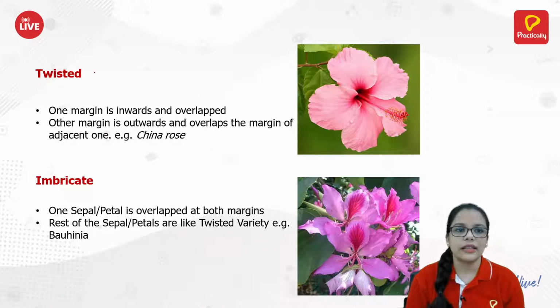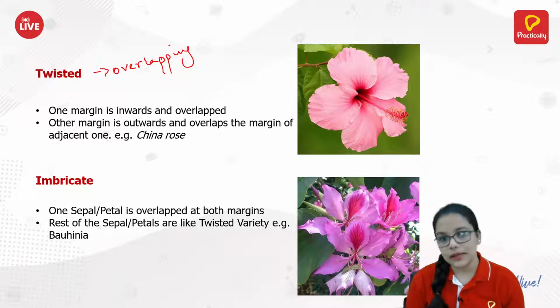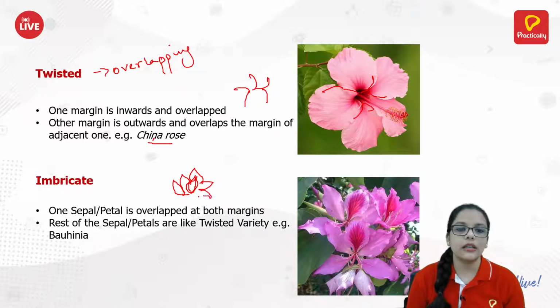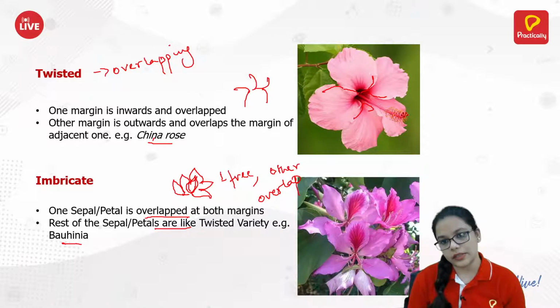Next is twisted, where it is overlapping. As you can see here in China rose, one overlaps the other, and that one overlaps the next. It is like this. That is known as twisted, just China rose. Imbricate, what happens? Suppose one of them will be like this, and then the others will be overlapping. One is free and the others are overlapped, such as Bauhinia. Here you can see this one is free, the other parts are overlapping.